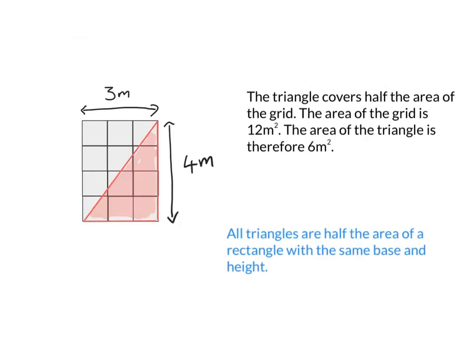The red triangle covers half the area of the grid. We can see it quite clearly that the diagonal splits the grid into 2 equal halves. So as the area of the grid was 12 metres squared, the area of the triangle is therefore 6 metres squared. But in fact, all triangles are half the area of a rectangle which has the same base and height.